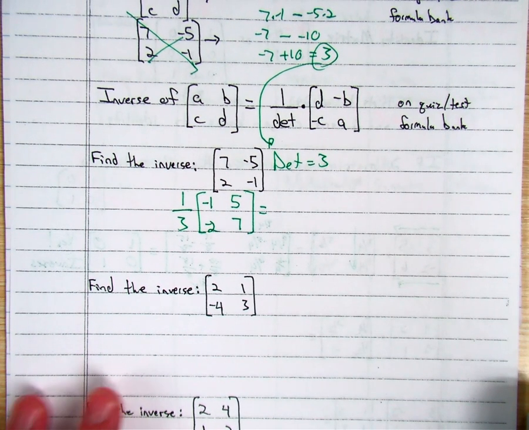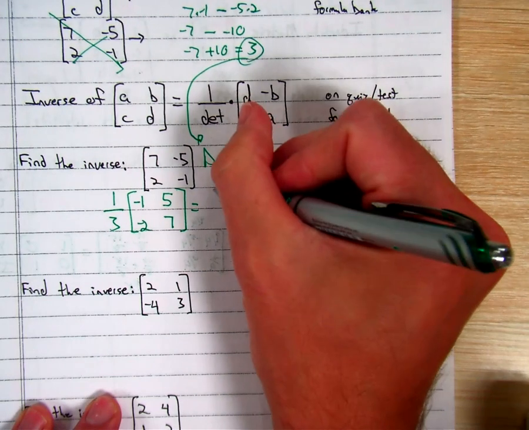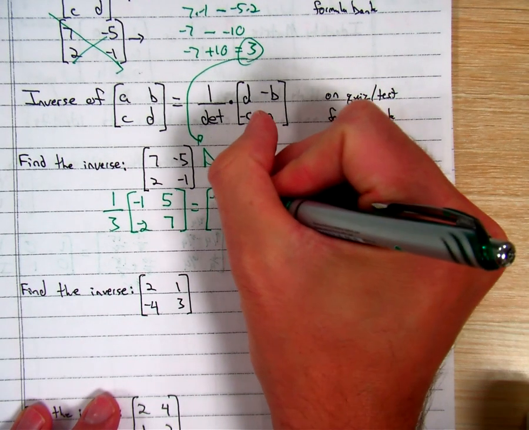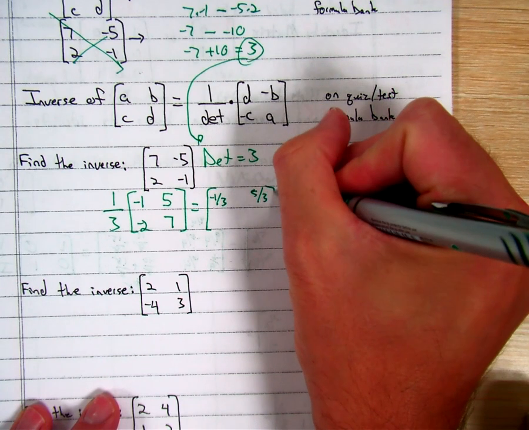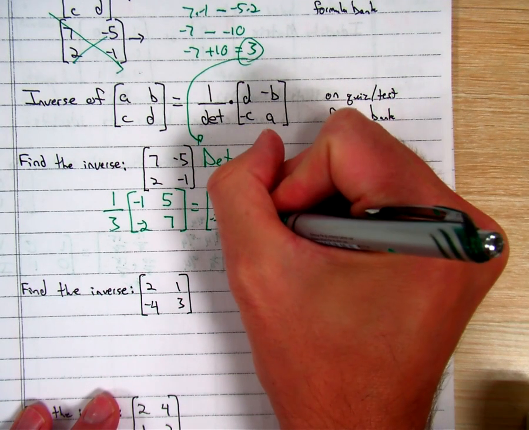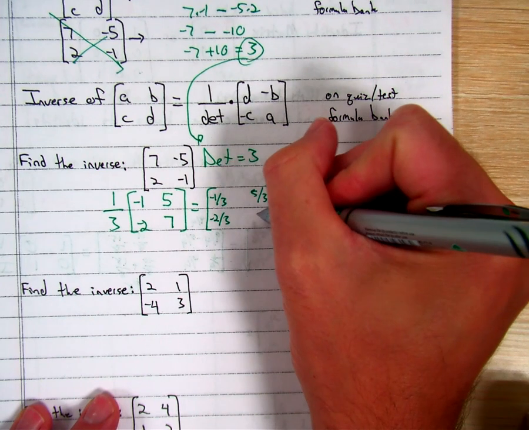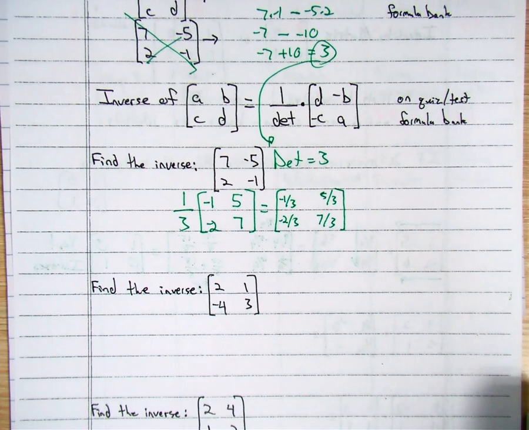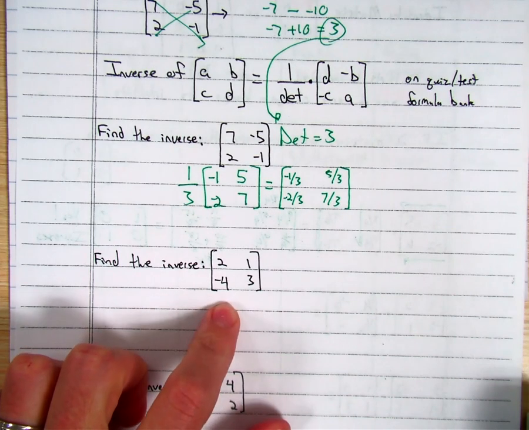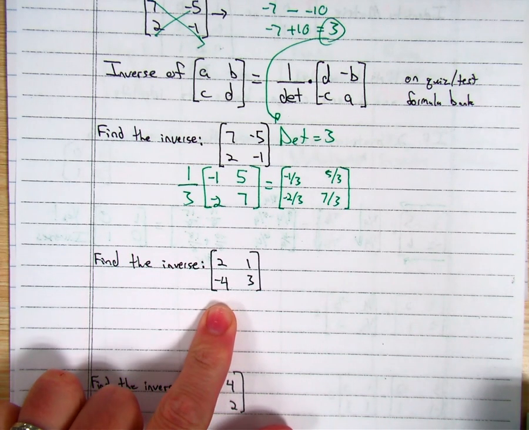Okay, and let's multiply that 1/3 into all of them. So we got negative 1/3 in the top left, positive 5/3 in the top right, negative 2/3 in the bottom left, and 7/3 in the bottom right. Okay, there we go. Okay, you know what's coming next. You got this one on your own. Give it a shot. Push pause and give it a try.